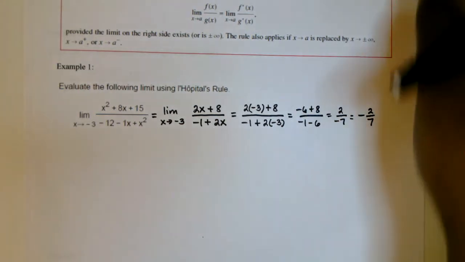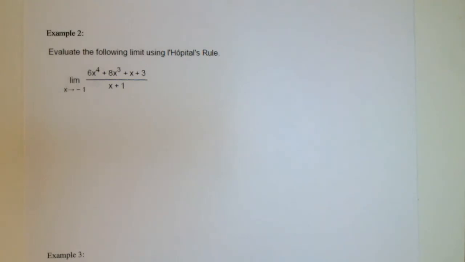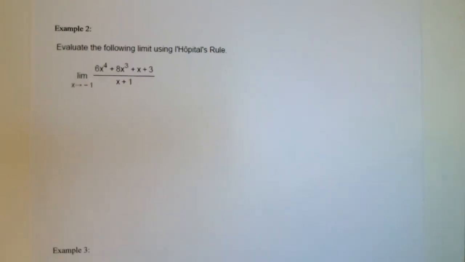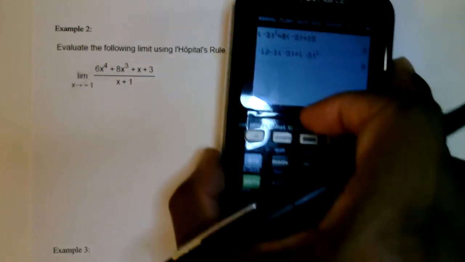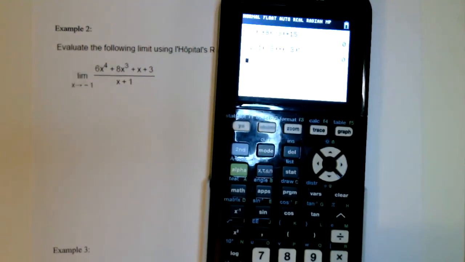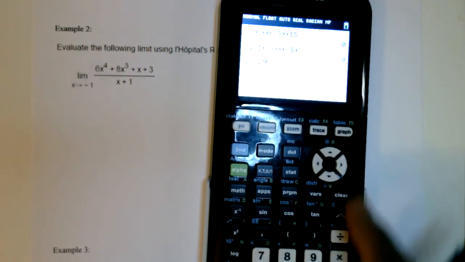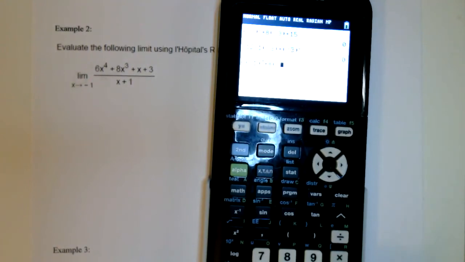All right, here's another example. Example 2 looks like this. Here I'm going to evaluate this limit using L'Hopital's rule. Here I got the limit as x approaches negative 1 of 6x to the 4th plus 8x cubed plus x plus 3 divided by x plus 1. Now, if I was to replace each x with negative 1, and I'm doing this in the calculator, by the way, to show you what's going to happen here, you're going to get a 0 in the denominator.